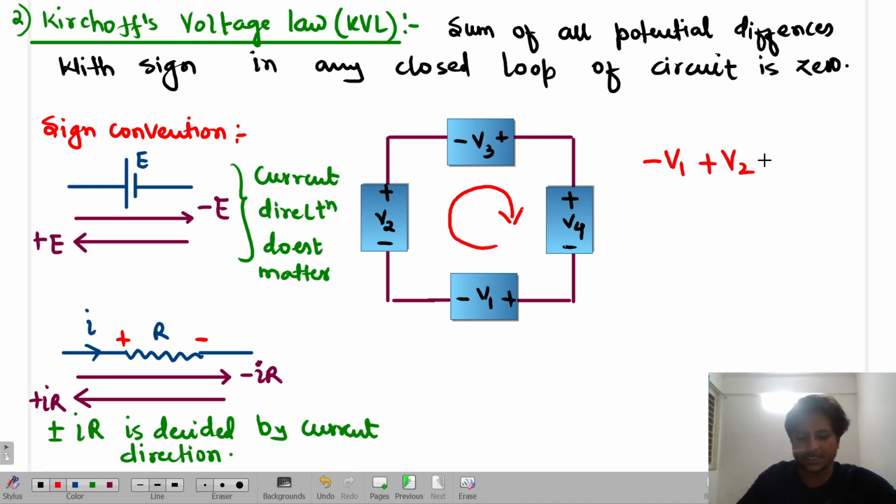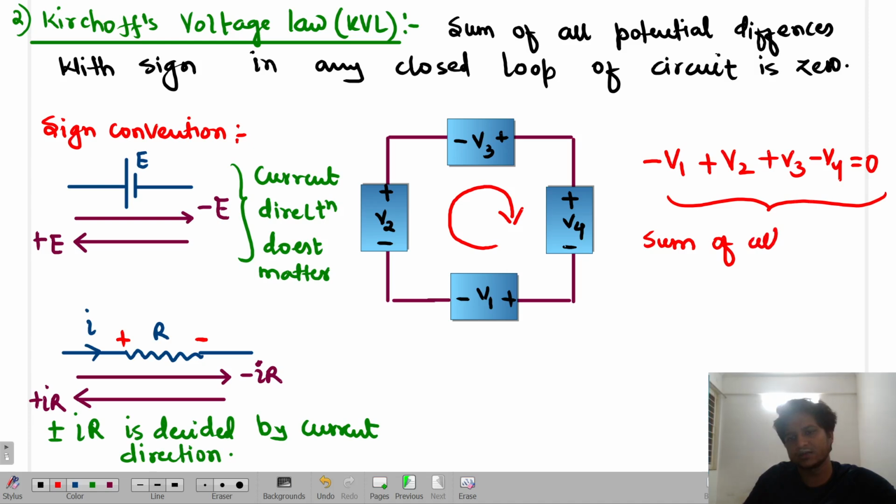Negative to positive once again, plus V3, then minus V4, since it is plus to minus. Then that sum must always be equal to 0. So the sum of all potential drops inside a closed loop is always how much? 0.